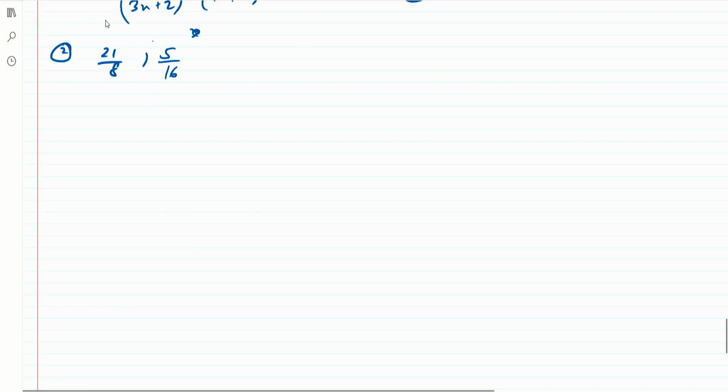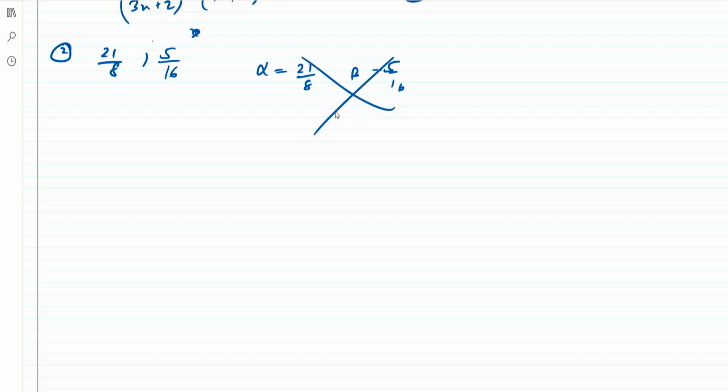Now see, 21 by 8 comma 5 by 16. Now alpha is equal to 21 by 8, beta is equal to 5 by 16. Right? This is the biggest blunder. What is given in the question? This is alpha plus beta, which is 21 by 8. And this is what? Alpha beta, which is nothing but 5 by 16. We need to understand clearly the difference between this and this. In the question, it is clearly specified that what?